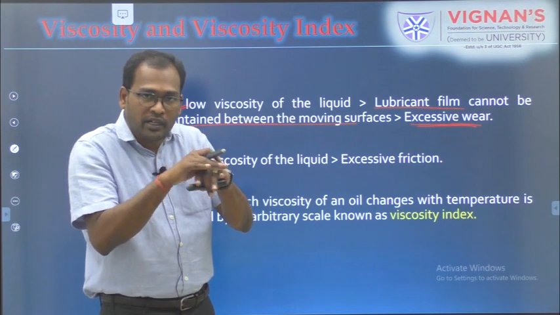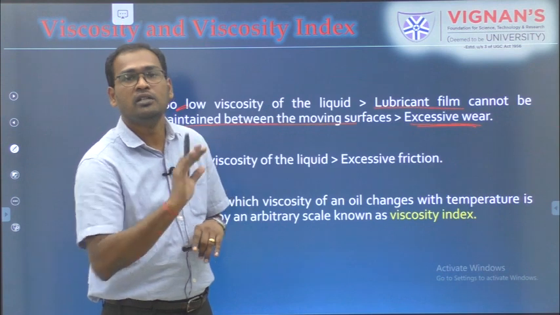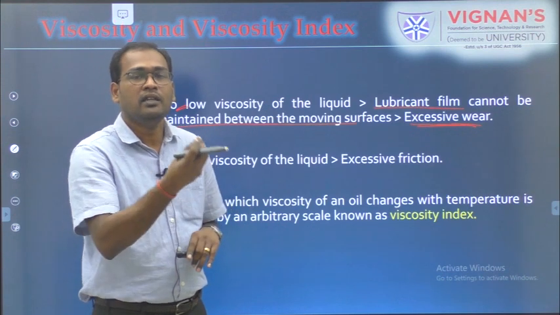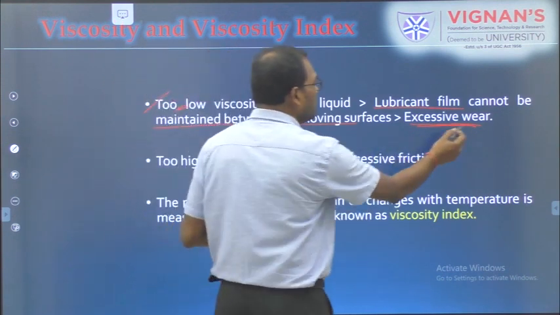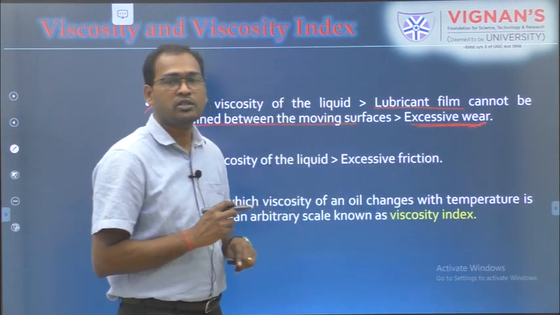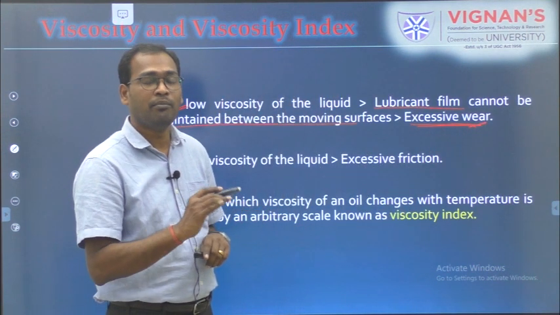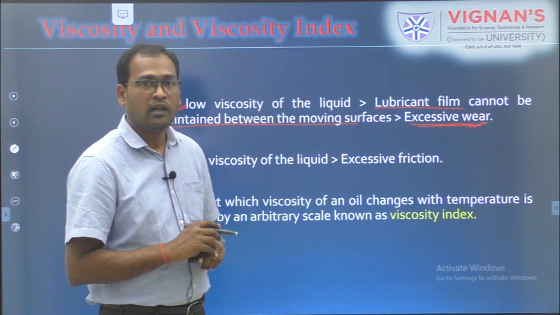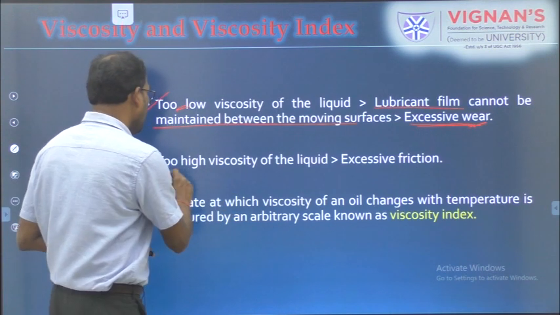If the uniformity is not there, it can be easily thrown off and it can easily be removed, and it will lead to damage to the material. Okay. So, this will happen if the viscosity is very less. Now, what will happen if the viscosity is high?